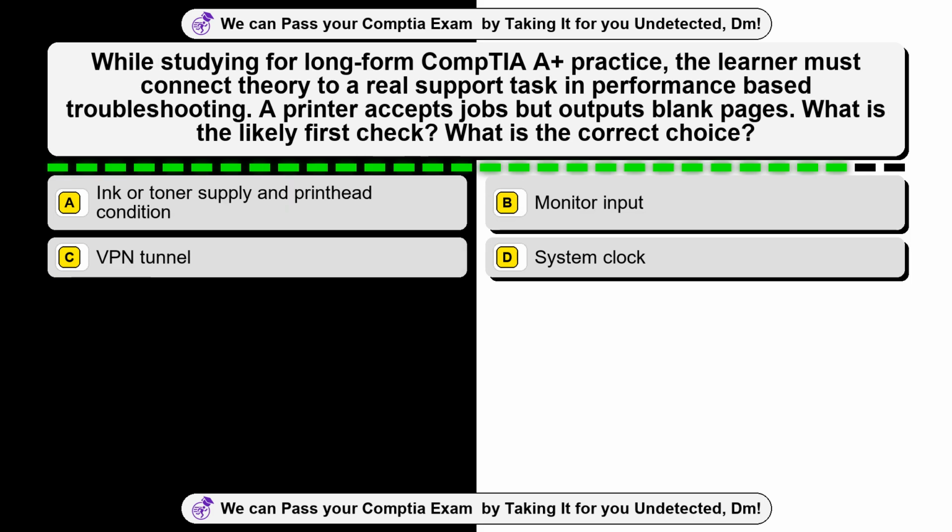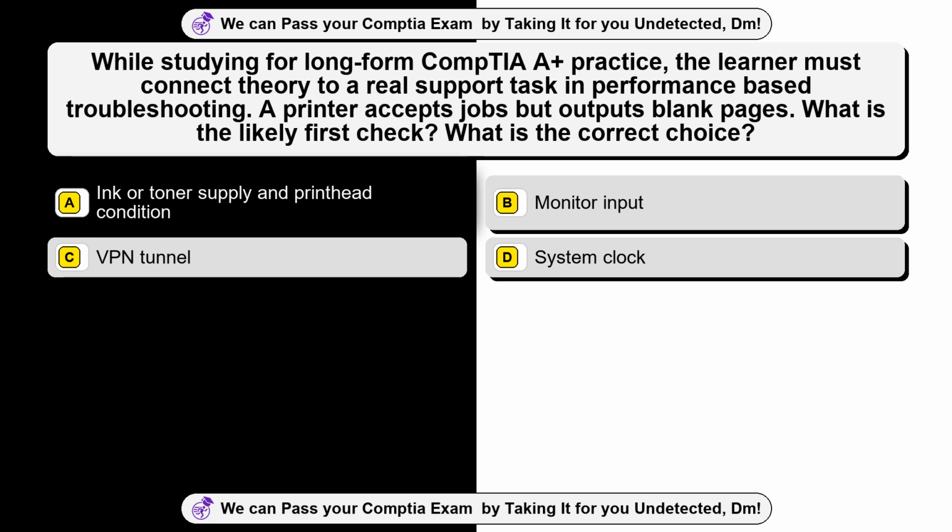Question 8. While studying for long-form CompTIA A+ practice, the learner must connect theory to a real support task in performance-based troubleshooting. A printer accepts jobs but outputs blank pages. What is the likely first check? What is the correct choice? Option A, ink or toner supply and printhead condition. Option B, monitor input. Option C, VPN tunnel. Option D, system clock. The correct answer is option A, ink or toner supply and printhead condition.